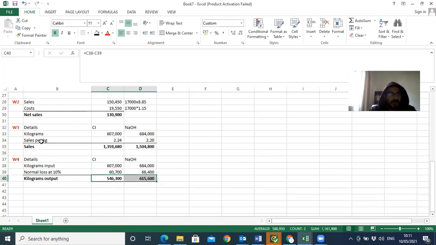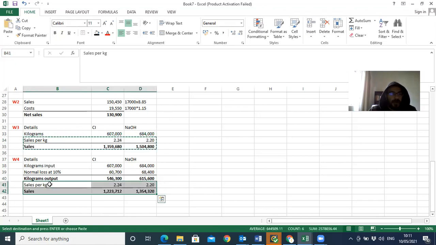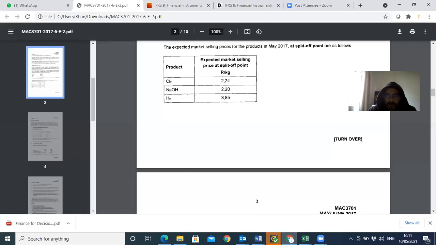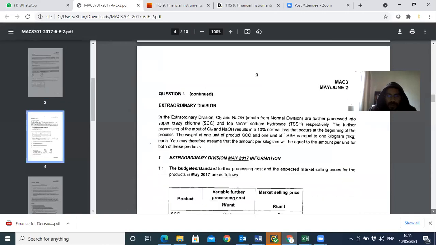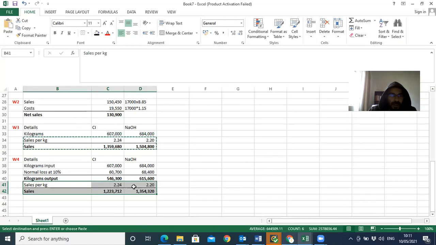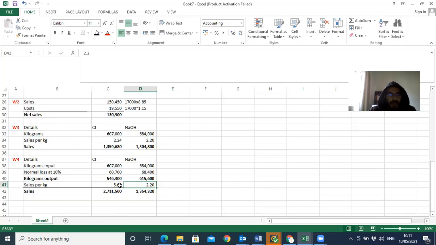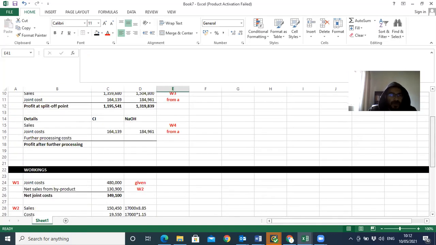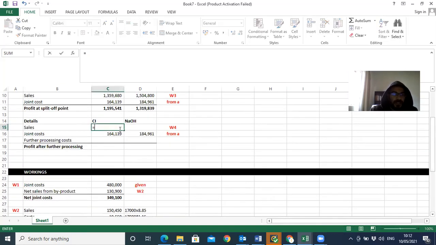So now we can have sales per kilogram. Now we can go fetch the sales per kilogram. It is, I think, 5 and 8. What was it? It was 5 Rand and 8 Rand. Okay, so there we can see that is the revenue now. So if I go over here, it's equal to C42.